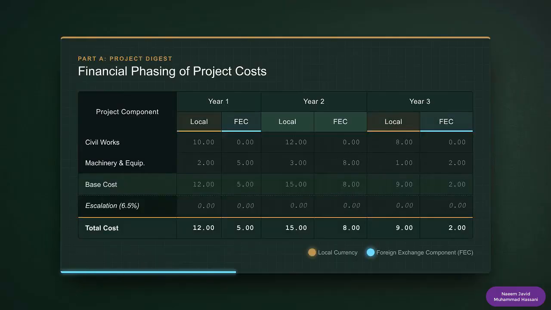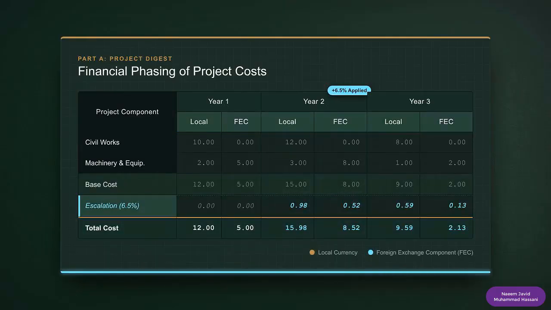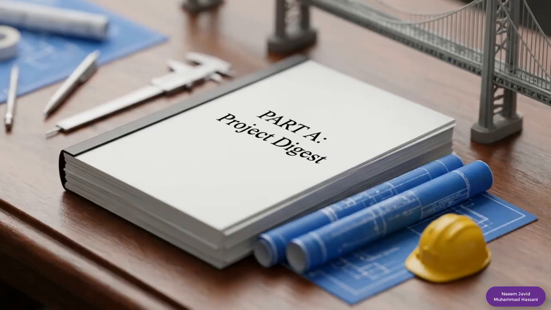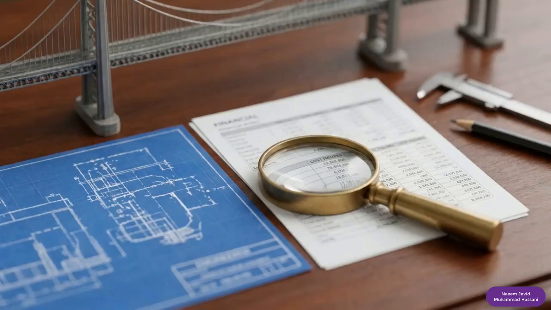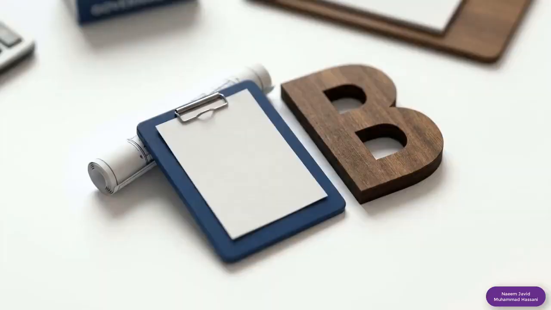This table formats your financial timeline. You must distinctly separate local currency from the foreign exchange component for each fiscal year. To account for inflation, an escalation charge of up to 6.5% per annum can be applied starting the second year. Ensuring your financial data is engineering-backed in Part A is how you protect a project from scrutiny and budget cuts by the Planning Commission.